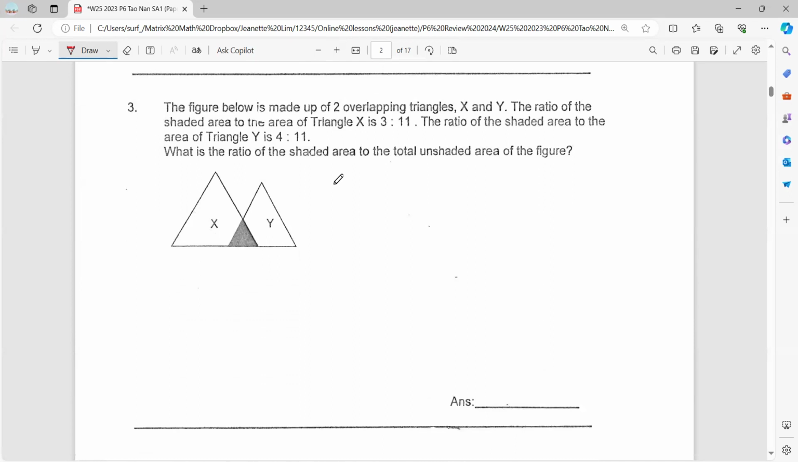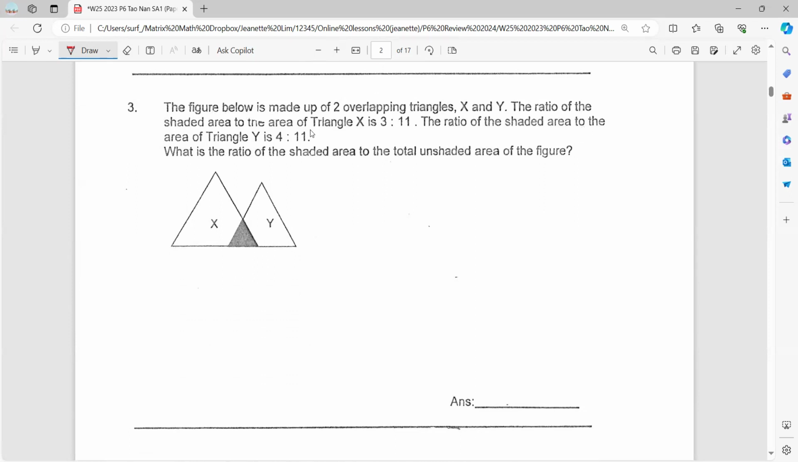Question 3. Figure below is made up of 2 overlapping triangles x and y. So x is the whole triangle, not the unshaded part. Y is the whole of this triangle. The ratio of the shaded area to the area of triangle x is 3 to 11. Ratio of shaded area to triangle y is 4 to 11.